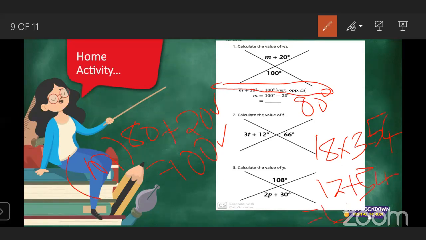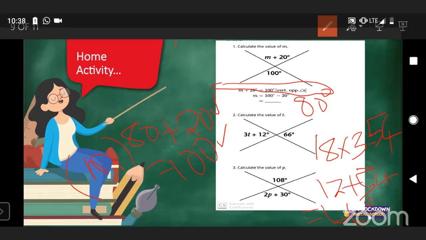66 degrees. So it means that our answer is correct. Our t is 18 and our 3t is 54. We said 18 multiplied by 3 equals 54, and then we add our 12 plus 54, which is 66 degrees. So let's do the last question.